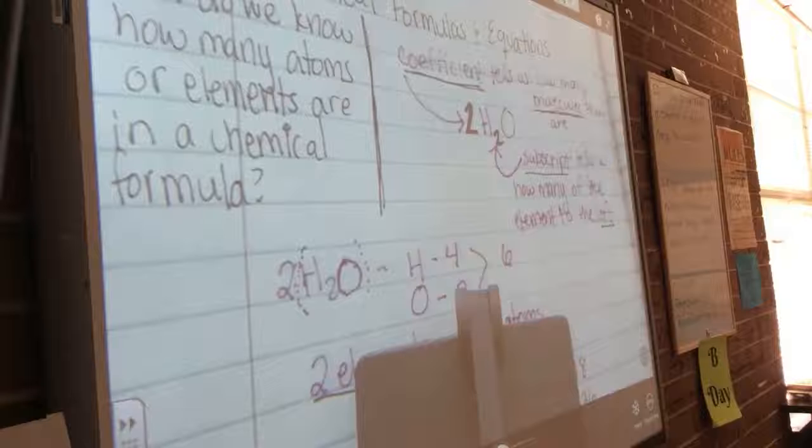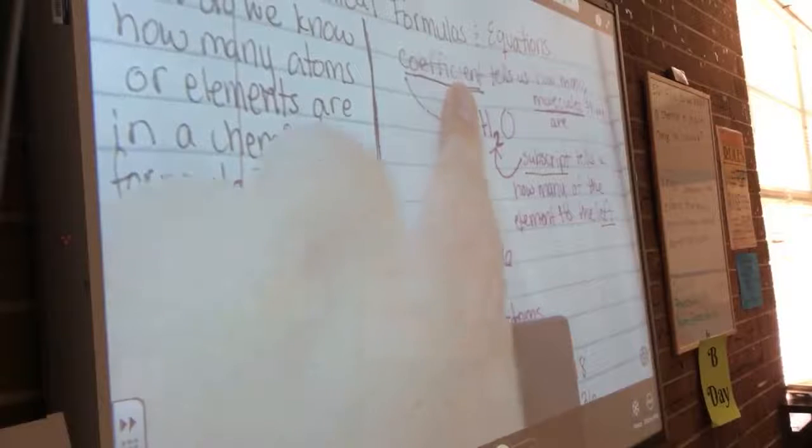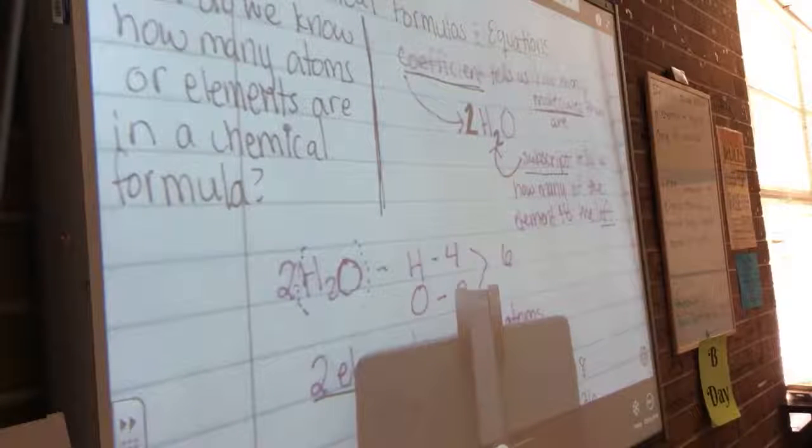Coefficient, there's your math term. The coefficient tells us how many molecules there are. It doesn't tell us how many individual atoms necessarily, but if you have a whole H2 molecule and there's a coefficient in front of it, that means there's more than one. We don't see the number 1 as a coefficient. We just would see H2O. If we see just H2O, we know there's just one water molecule. However, when we put a coefficient in front of it, like 2, that tells us how many molecules there are.